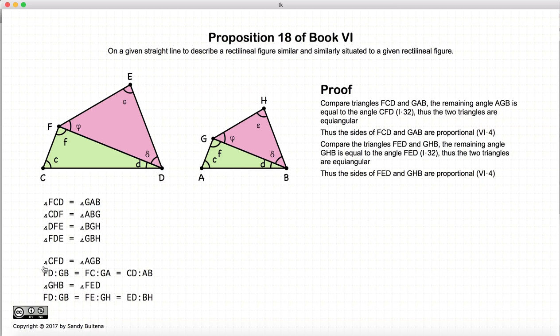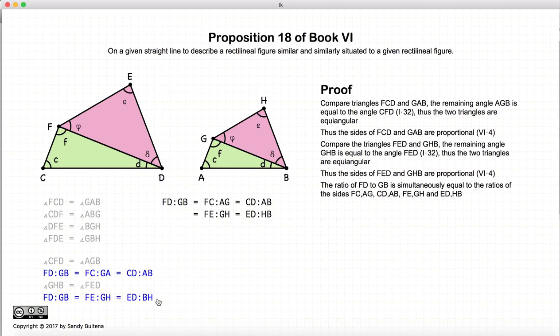So here we have FD to GB is equal to some stuff, and FD to GB is equal to some other stuff. So in other words, these relationships must also be equal. So we have FD to GB equals FC to GA, CD to AB, FE to GH, and ED to HB. In other words, the sides of this polygon are proportional.